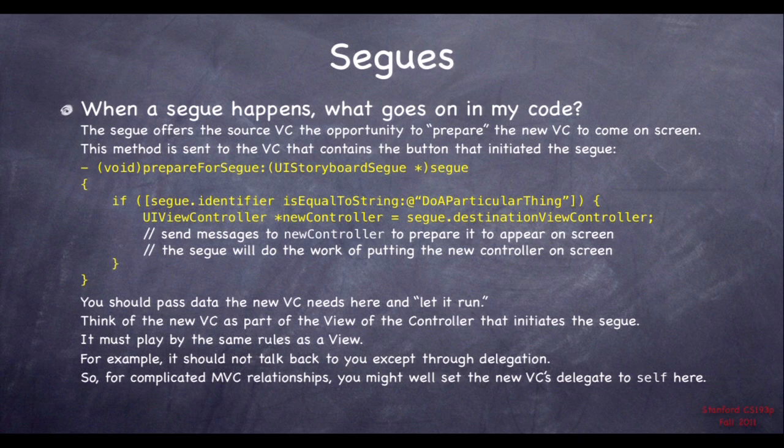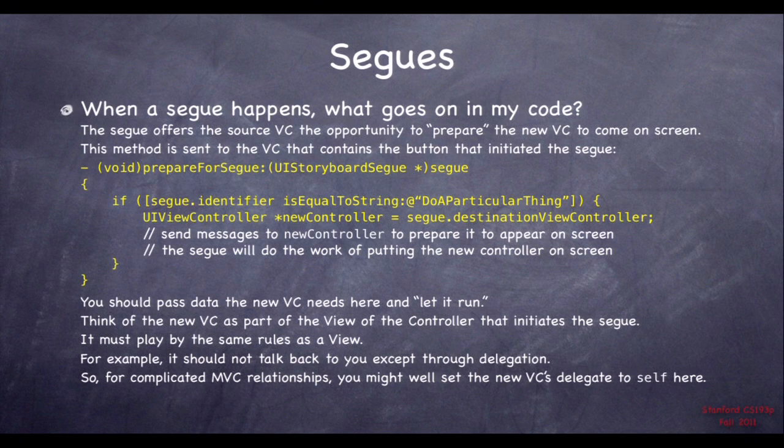But not only do you want to prepare that thing to come on screen, you want to prepare it to pretty much run on its own. You need to think of the MVC that you're segueing to as like a view. It has to obey all the same rules as a view would. One of the main rules is it can't talk back to you. Views can only talk back to you in two ways that we've shown you. Target action, which you can't use here, because this thing has taken over the screen. The new one takes over the screen.